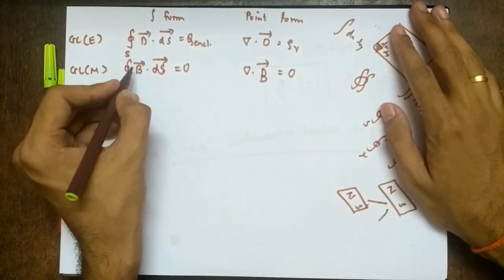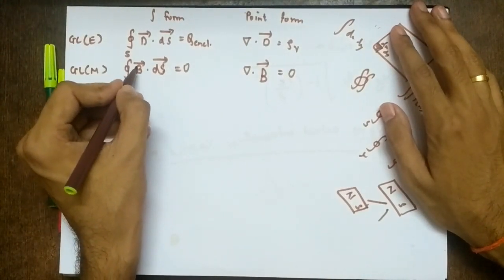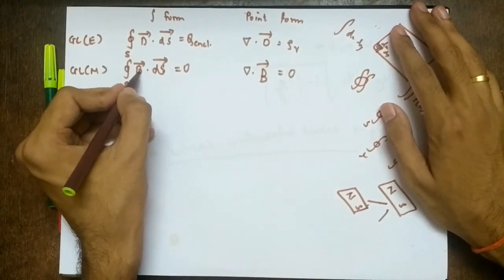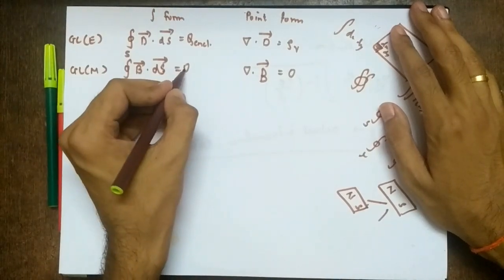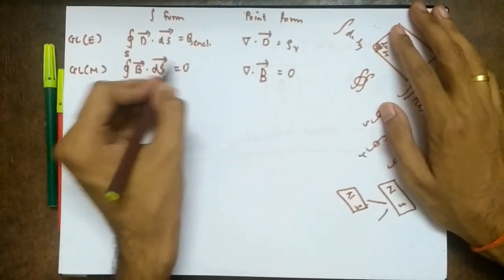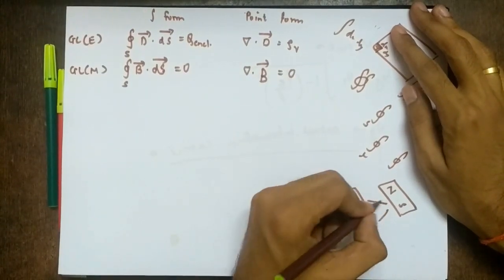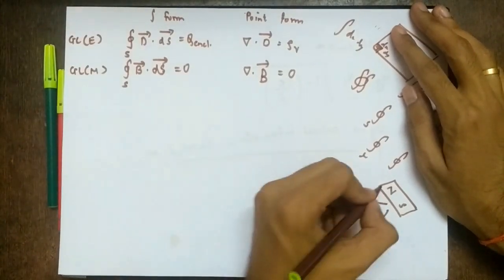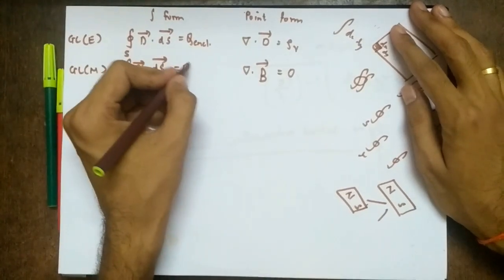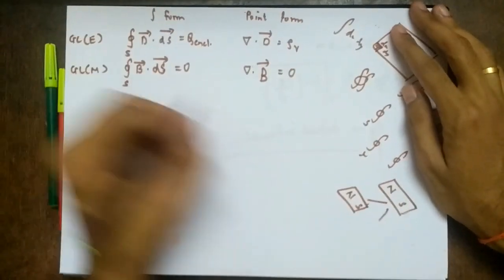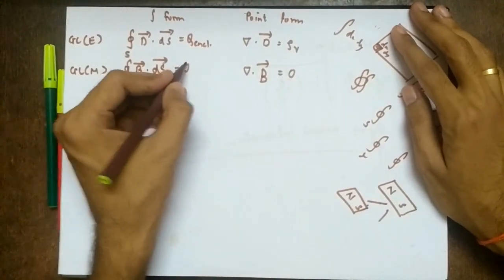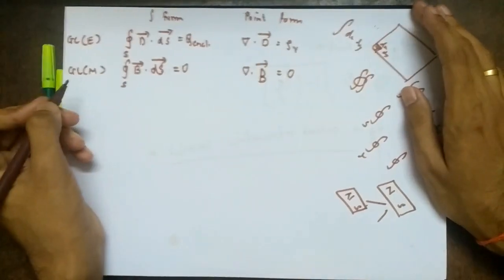So how do you read this? The total amount of magnetic flux density coming out of the surface is always equal to 0. Why? Because we cannot have isolated magnetic poles. That is, we cannot have a magnetic monopole. We always have them together, that is, we have the north and south pole together. Since we cannot separate them, this is 0, right?